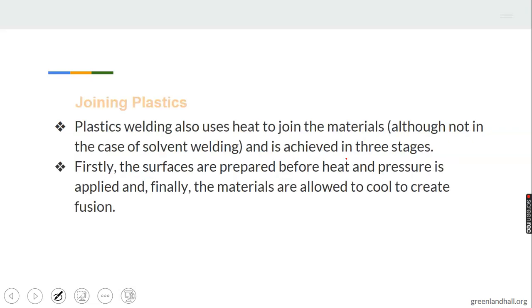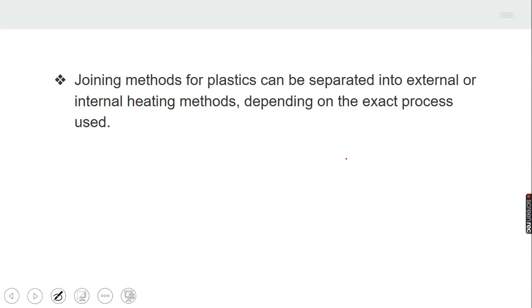Now, how do we join plastics? Okay, plastic welding also uses heat to join the materials, although not in the case of solvent welding. And it's achieved in three stages. The first thing is that the surfaces are prepared before heat and pressure are applied. And finally, the materials are allowed to cool to create fusion. Now, joining methods for plastic can be separated into external or internal heating methods depending on the exact process used.